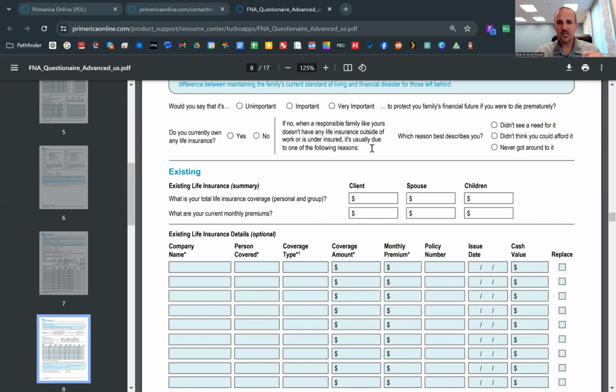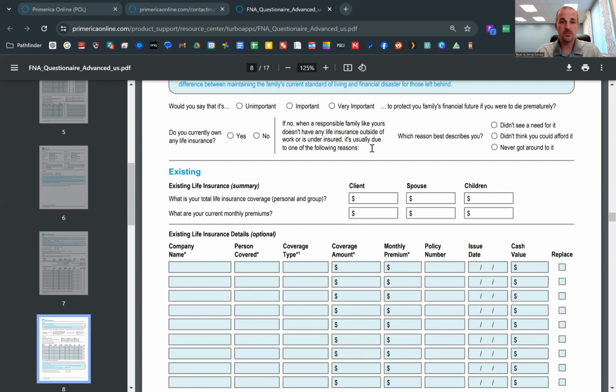Which one describes you guys the best? Since you guys said you don't really have life insurance, where do you fall in those three? And let them answer. It'll give you a good idea of where they're at. If they say, "Oh man, I've been meaning to get around to it," that's going to be an easy sell, and an easy way for you to get them life insurance as part of the plan. But if they didn't think they could afford it, that's basically they understand the value of it.